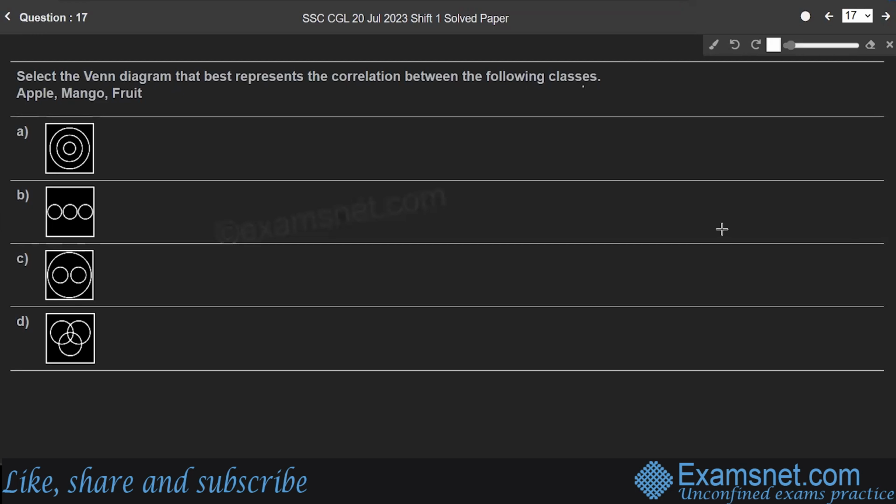Question 17. Select the Venn diagram that best represents the correlation between the following classes: apple, mango, and fruit. So these are 3 sets or classes. The relation between them is, here fruit is a universal set, right? So we'll consider set of fruit. Whereas apple and mango, these two are different fruits. There is no relation between apple and mango, but both of them are fruits, right?